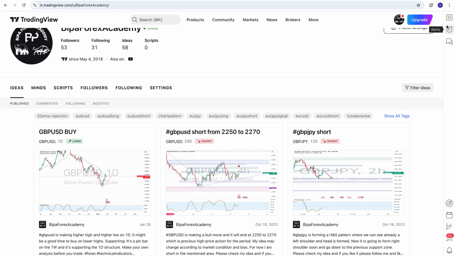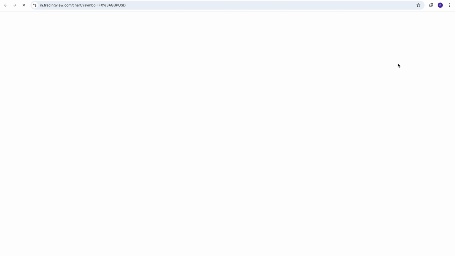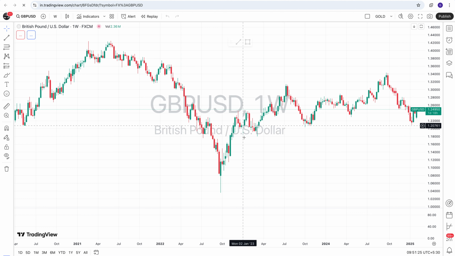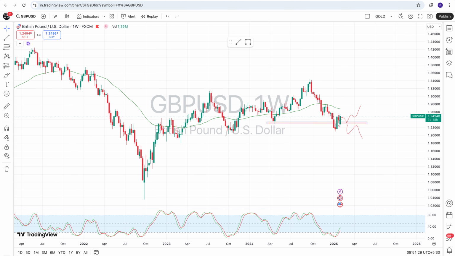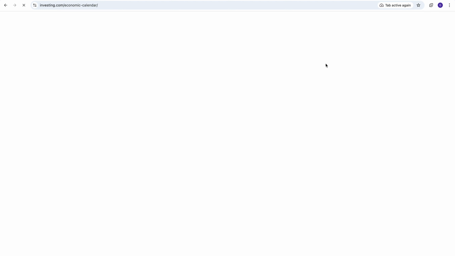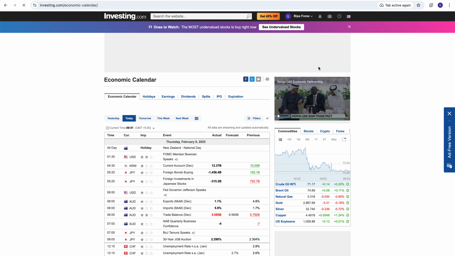Before that, let's close this and check the chart today again for the GBP USD pair. How is it going on the live chart? Let it load. Also before that, we need to check if there is any fundamental analysis for today. So for fundamental news for today, let's check by going to investing.com.